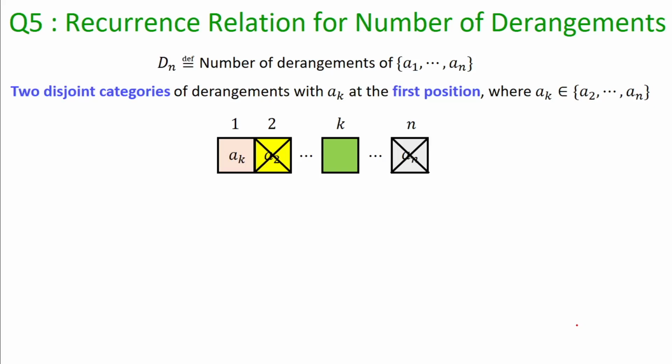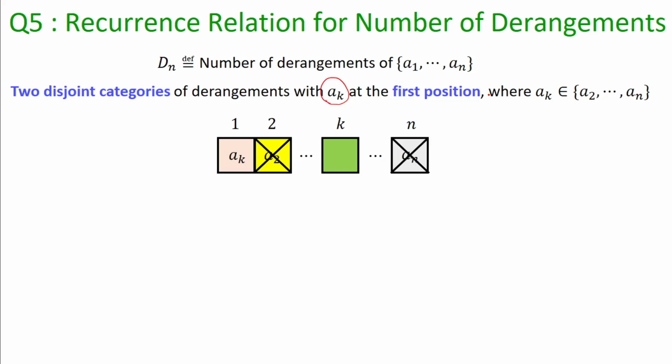So we can divide the set of derangements of n objects into two categories. For these two categories, we focus on the element at the first position. We are considering the case where at the first position we have the element ak, where ak could be either a2, a3, or an, and with ak occurring at the first position of the derangement, we can have two categories of derangements.